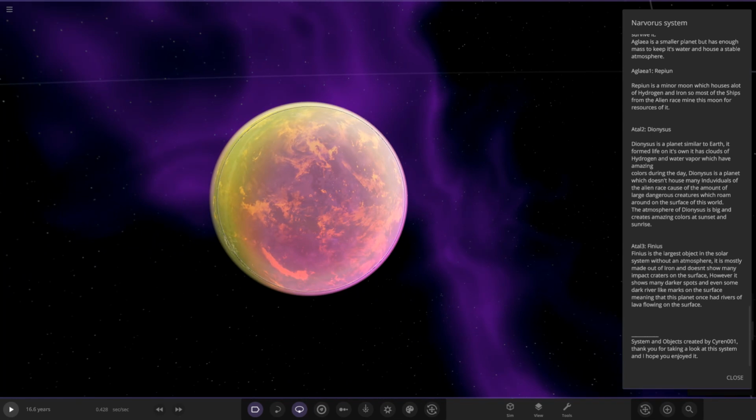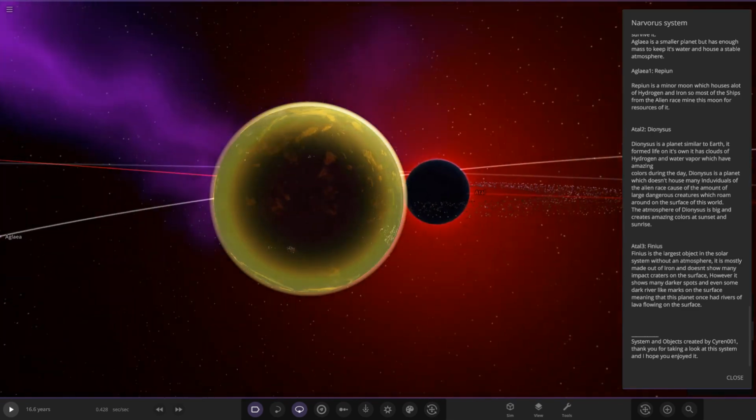It has clouds of hydrogen and water vapour which have amazing colours during the day. It is a planet which doesn't house many individuals of the alien race due to the amount of large dangerous creatures which roam around on the surface of this world. The atmosphere is big and creates amazing colours at sunset and sunrise. Oh yeah, I can see why. I mean, that's awesome.